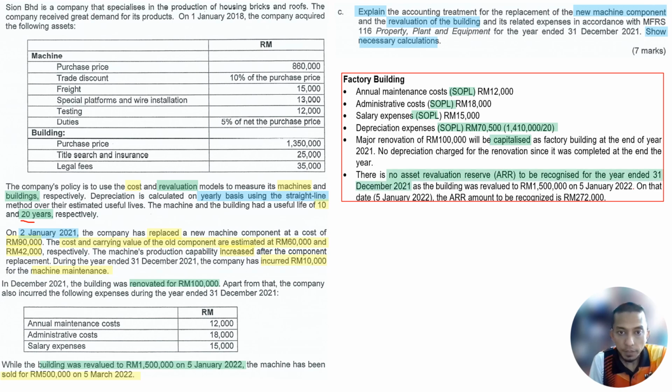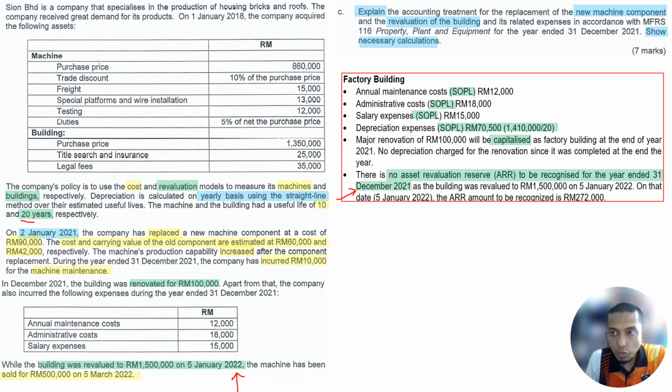Major renovation. Right. So for the year, now the part is revaluation. So no asset revaluation reserve or ARR to be recognized on 31st December 2021. No need to recognize because it is in 2021. Because the revaluation done is in 2022. All right. To show that we know how to calculate, I just show you how actually.